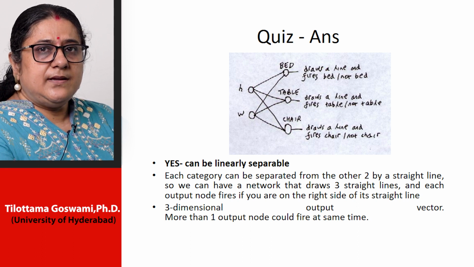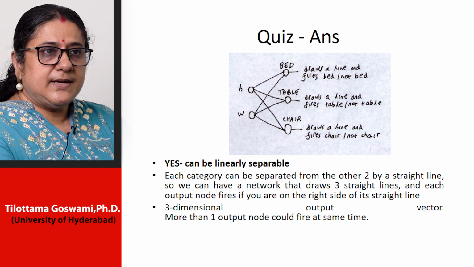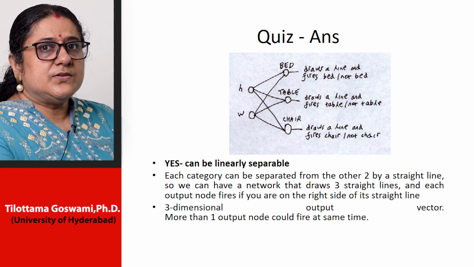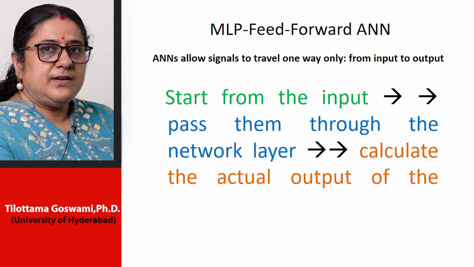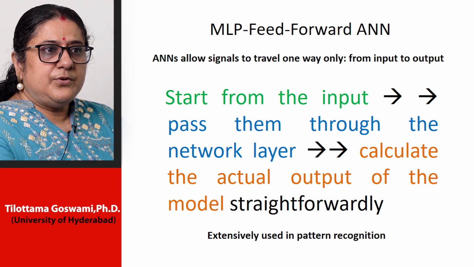Coming to the multi-layer perceptron, till now we discussed the single layer perceptron. The multi-layer perceptron is also called a feed-forward artificial neural network. The ANN allows the signal to travel only one way, from the input to the output through the layers.